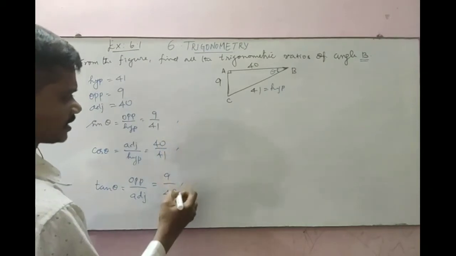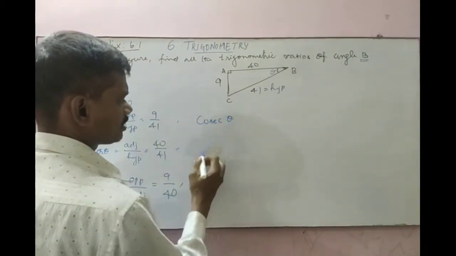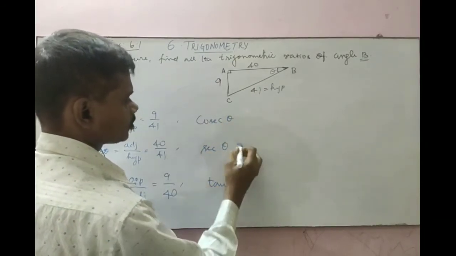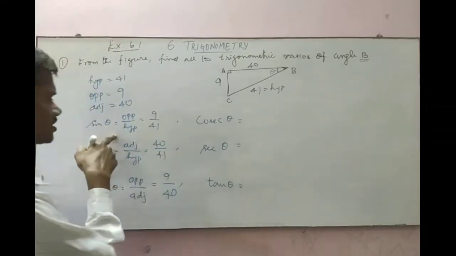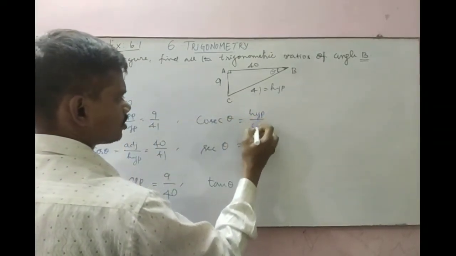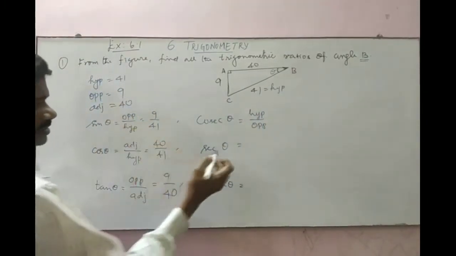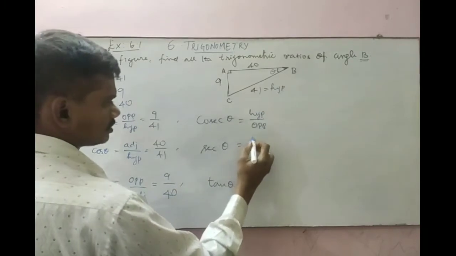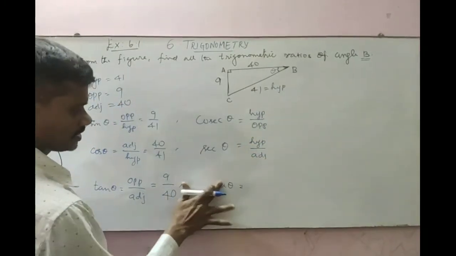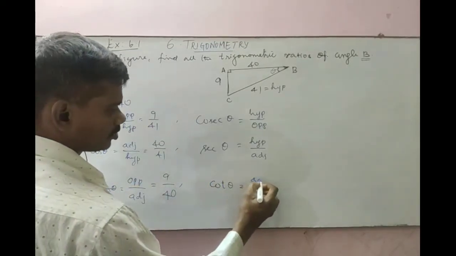Next we are going to write the three more ratios. The next ones are cosecant theta, secant theta and cot theta. Cosecant theta is the reciprocal of this. So it is just the reciprocal, we can write it easily. So hypotenuse by opposite. Reciprocal means write it upside down. The reverse of this is this, hypotenuse by adjacent side. Sorry, here cot theta. Cot theta is equal to adjacent by opposite side.